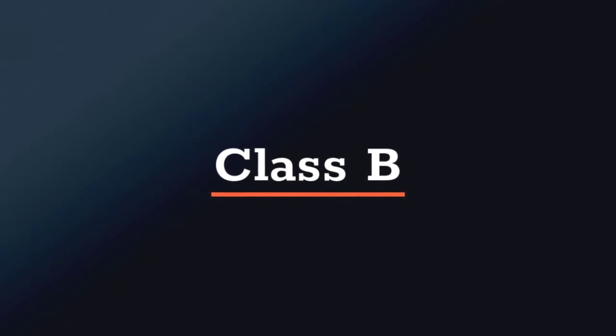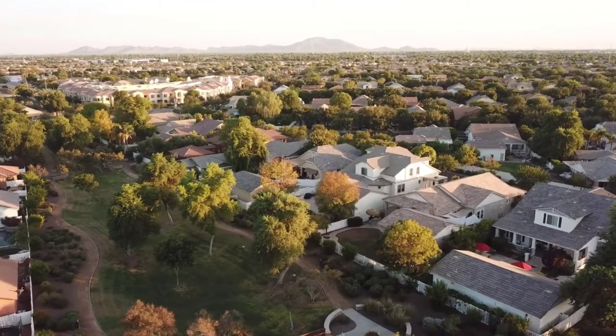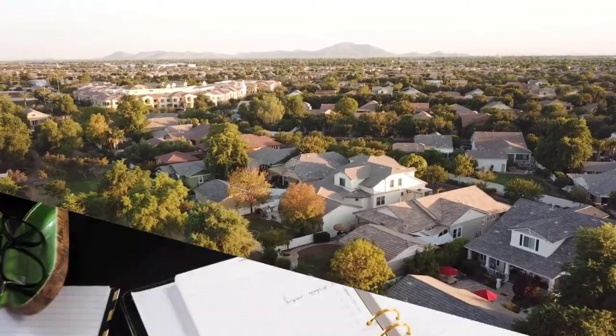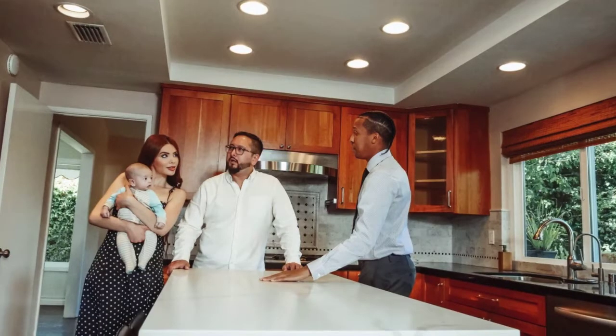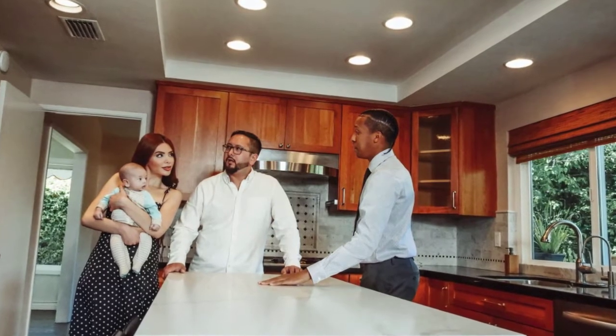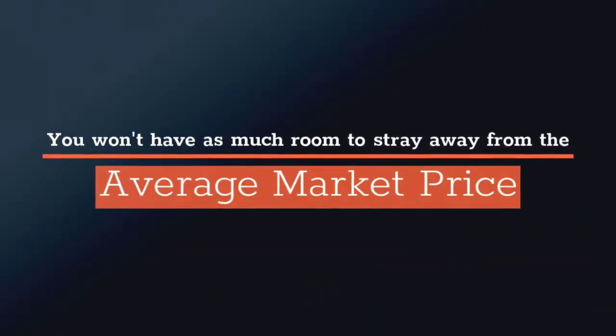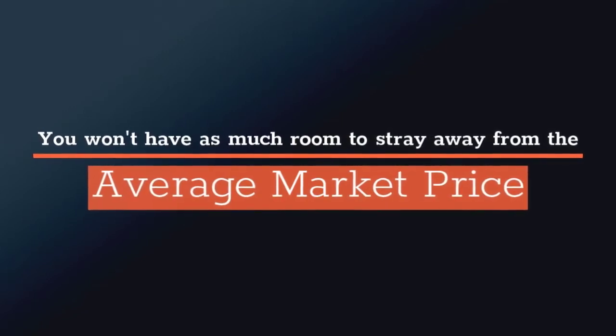Class B includes good houses on lower quality or less desirable streets in a good neighbourhood. These are middle-range houses whereby the price bandwidth for such properties are much tighter than Class A properties. This means you won't have as much room to stray away from the average market price unless demand is high and inventory is low.